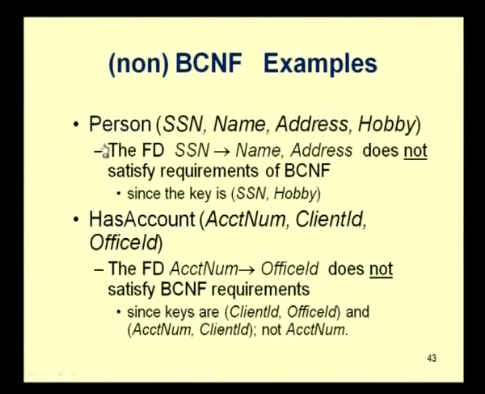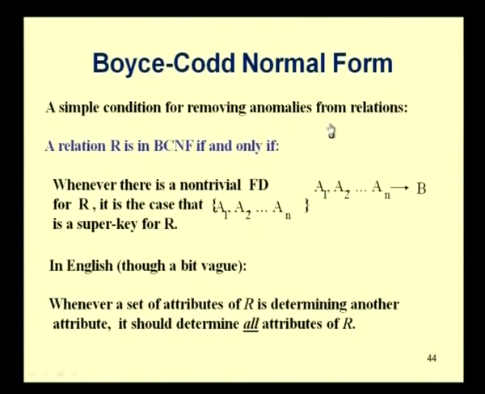Now, suppose you have SSN, name, address, hobby. Now, SSN determining name and address does not satisfy the requirements of BCNF since the key is SSN and hobby. Another example has account number, client ID, office ID. Here, account number determining office ID does not satisfy BCNF since the keys are client ID and office ID, and account number and client ID, not account number alone. So, all this together tells us what BCNF is: a simple condition for removing anomalies from relations. BCNF is a very important normal form.